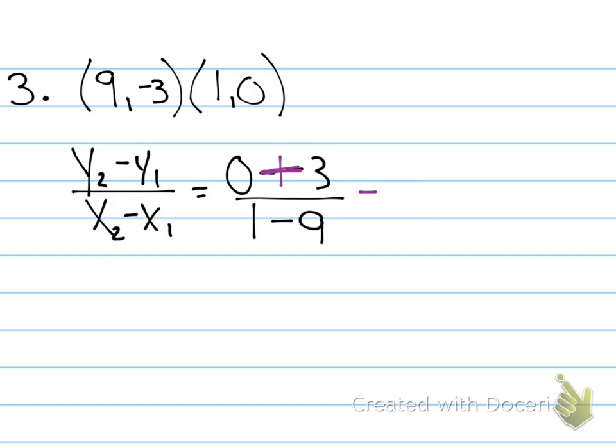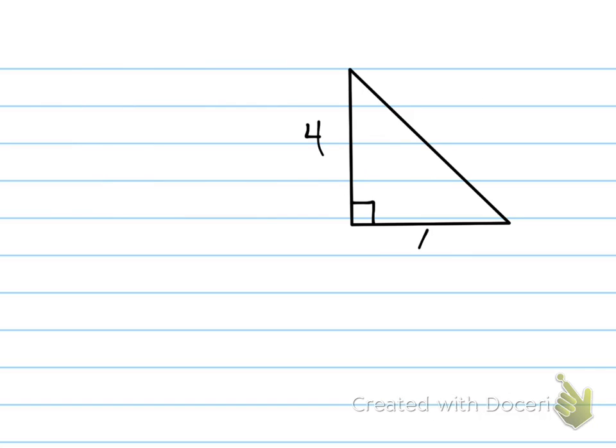Positive. And then it's going to be 3 over 8. But it's going to be negative 8 because 1 minus 9 obviously is negative 8. Our run is never negative. Our rise is negative. So the negative either goes in front of the fraction or in our numerator. Questions here? Negative 3/8. That was slope.